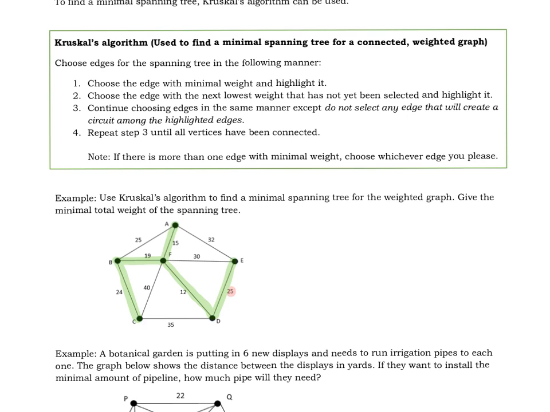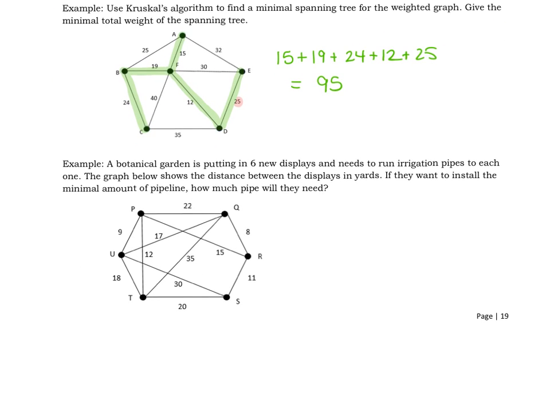So when it comes to the weight of the minimal spanning tree, we are now going to add up all of those weights. So 15, 19, 24, 12, and 25, all the ones we highlighted, for a total of 95. All right, now let's do the same thing for this next graph.